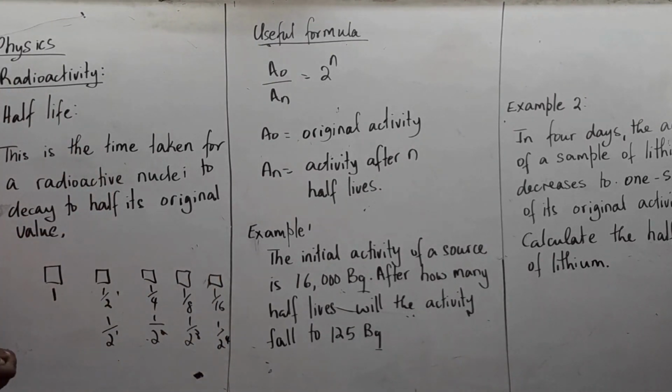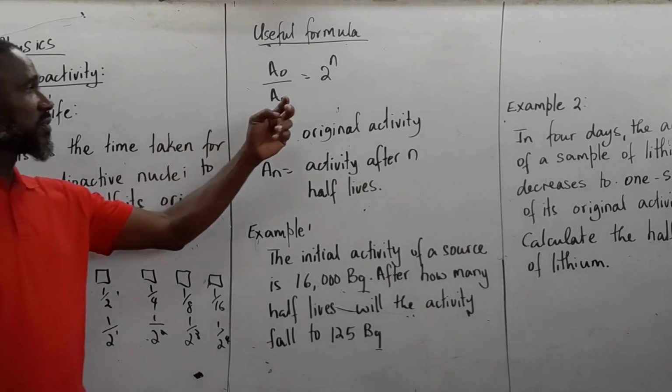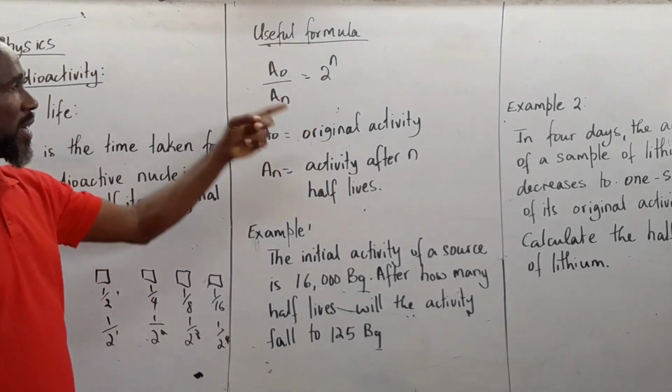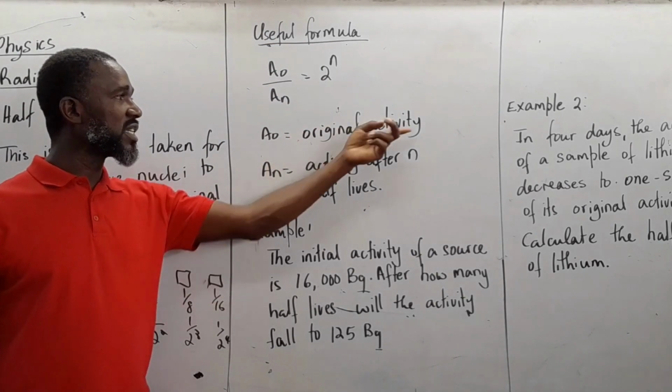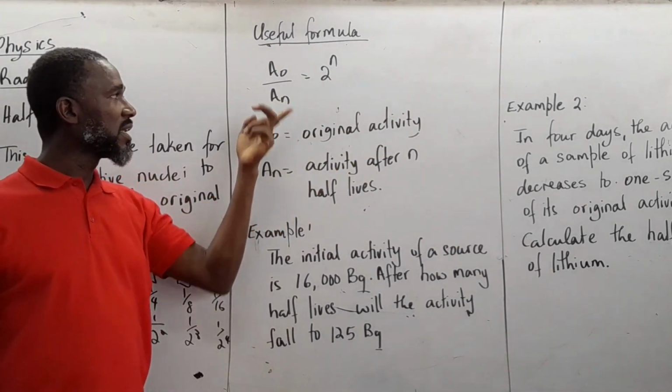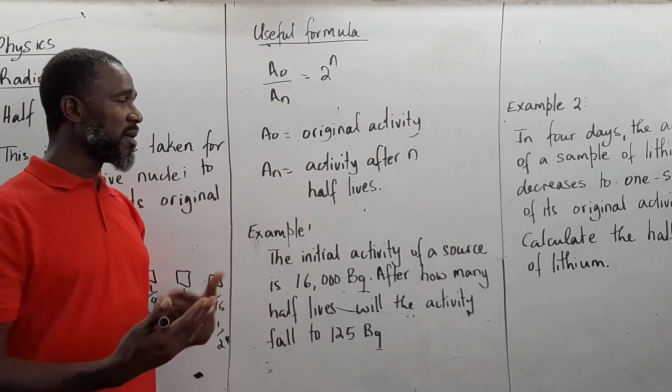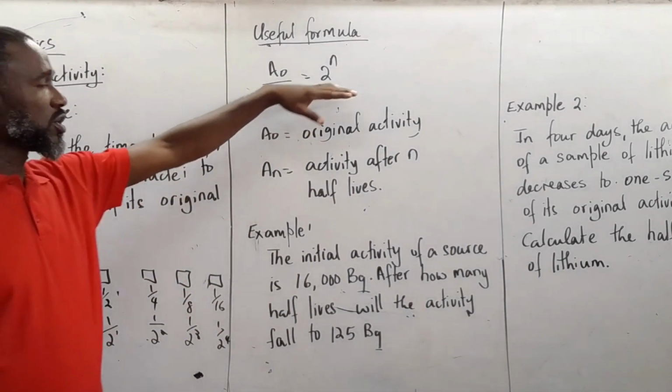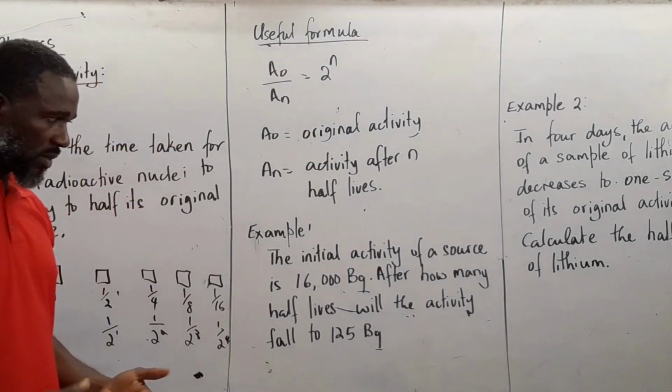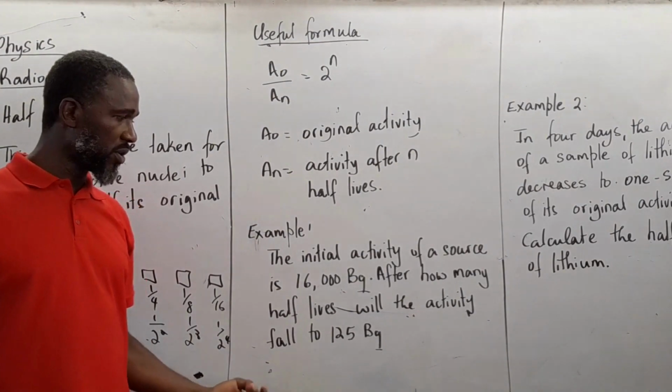So from this we can develop a useful formula, and the useful formula is that A0 divided by An is equal to 2 to the power n, where A0 represents the original activity, and An is the activity after n number of half-lives. And here's an example that we're going to look at.